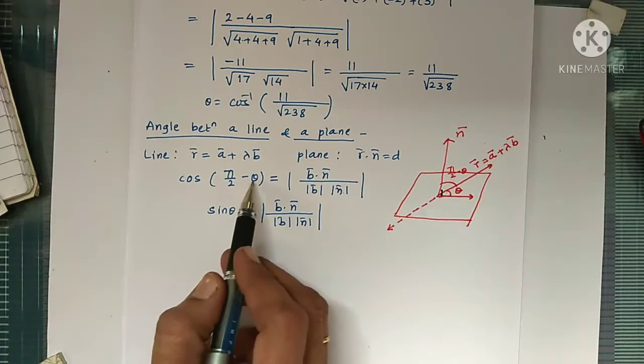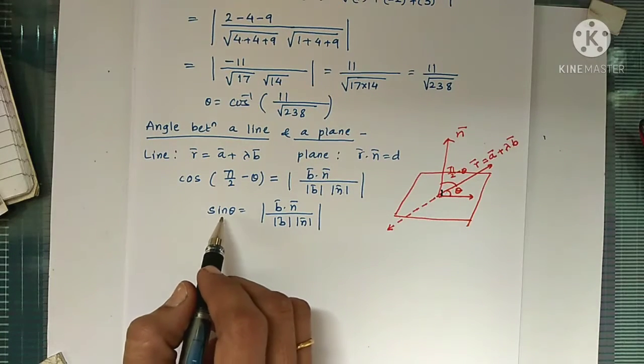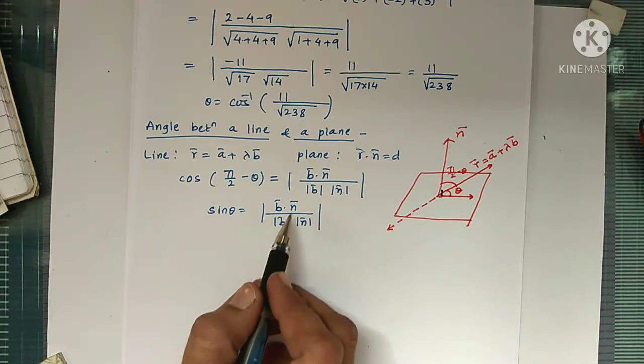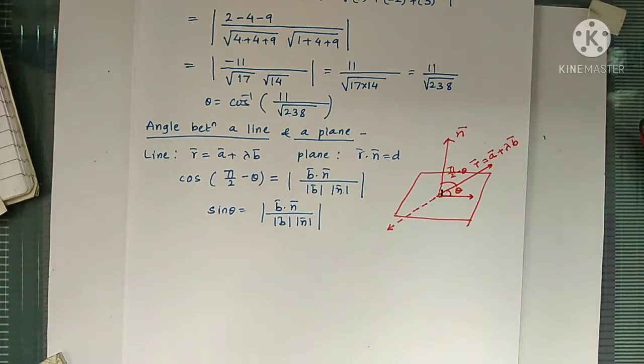Now cos of pi by 2 minus theta becomes sin theta. So we have sin theta equal to modulus of b bar dot n bar upon modulus of b bar times modulus of n bar. So we have this formula to find the angle between a line and a plane. Let's take one question here.